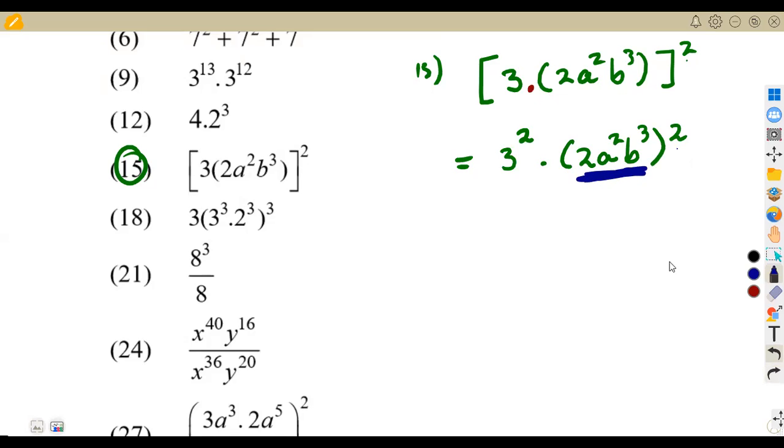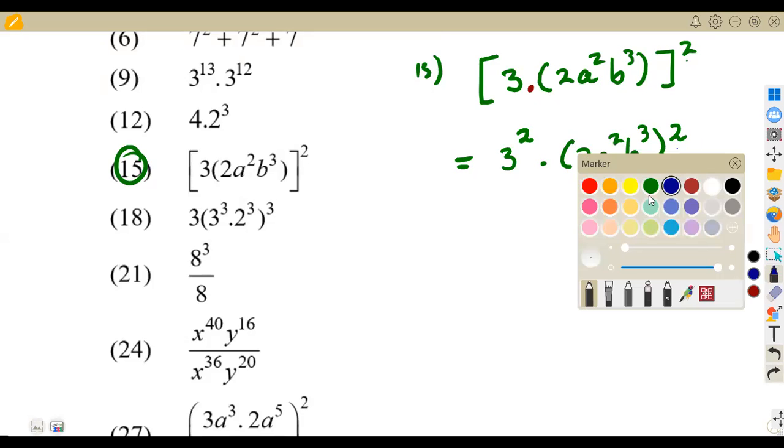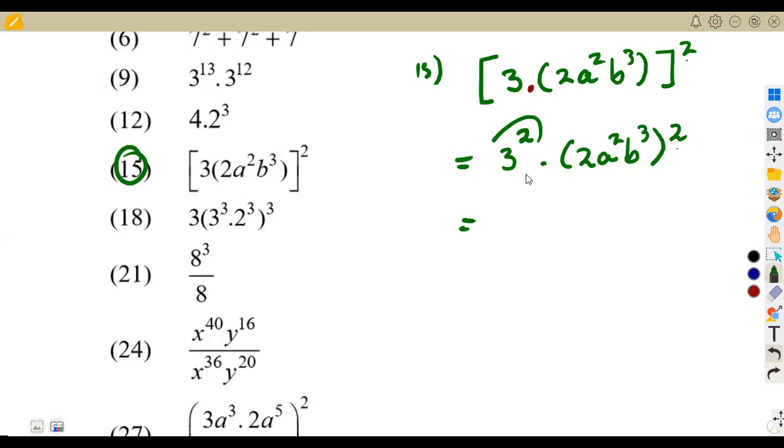So 2 is going to be raised to the exponent of 2, a to the exponent, b, everything to the exponent of 2. But on this part, I've already affected this, so there's nothing there. I'm just going to multiply. 3 squared means 3 times 3, 2 times. So we multiply 3 times 3, that's a 9. On this part, like I said, you're going to raise everything to the exponent of 2.